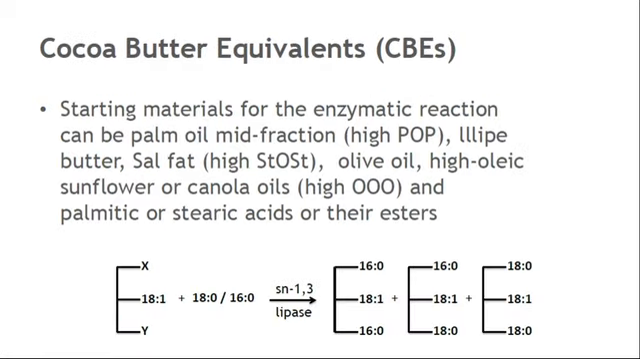So cocoa butter equivalents are made by starting with palm oil, the mid fraction, which has high amounts of POP in it, that is palmitate, oleic acid, and palmitate, and now it's mixed with saturated stearic acid and palmitic acid, and a very specific lipase is being used, and now you get the structured lipid, which has a fatty acid composition similar to cocoa butter, not exactly the same as cocoa butter.